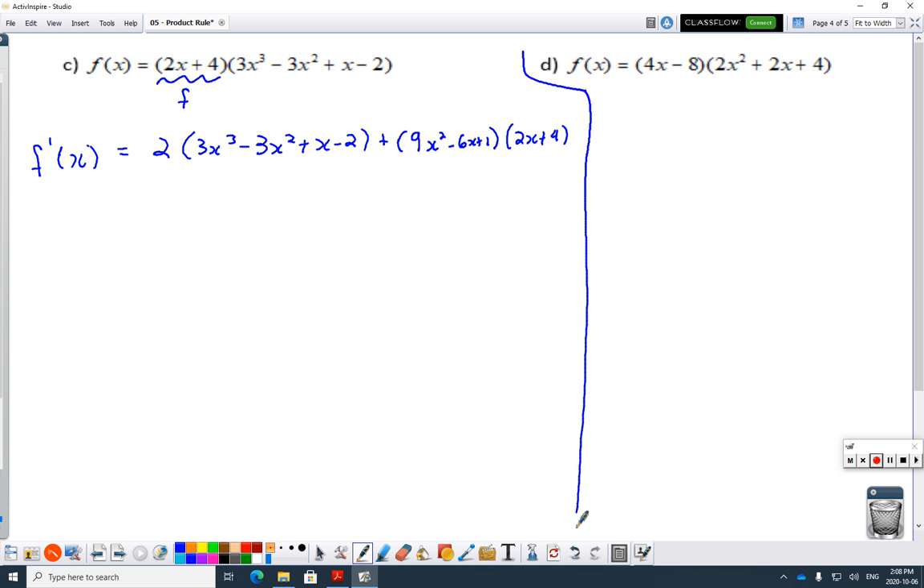Geez, I hope that's enough room that I've made there. Not, I'll have to resize. Let's see. Derivative of the first, yes, times the second. 3x cubed minus 3x squared plus x minus 2, yes. Derivative of the second, 9x squared minus 6x plus 1 times the first. And I've underlined the first function each time there. For you F and G people, this is F prime G plus G prime F. Convenient to say it like that. And I'm not trying to sell you either way.